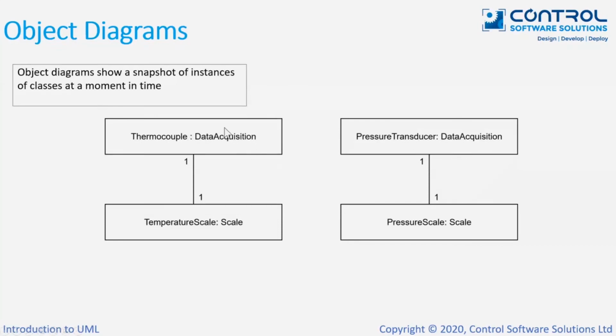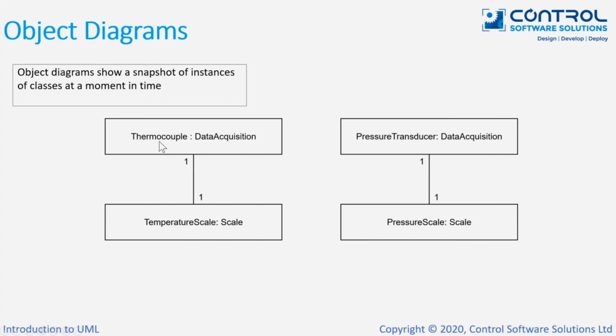I've shown four objects here of two class types. What I've done is I've shown a data acquisition object. The label to the right of the colon is the name of the class. Or in fact, you probably couldn't do a library with this. It's the name of the class. The one to the left is the instance name. So I have an instance of the data acquisition library called thermocouple.